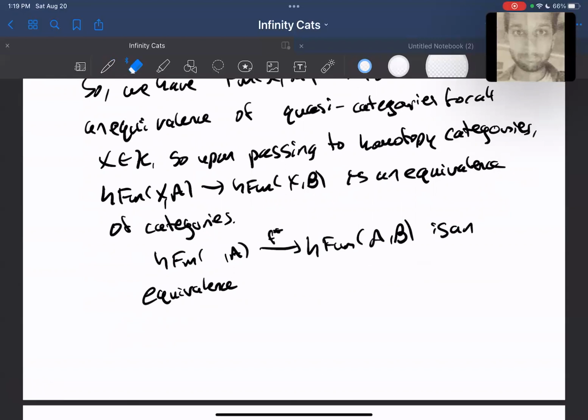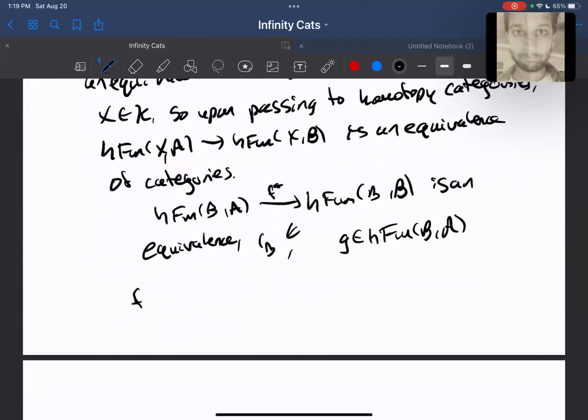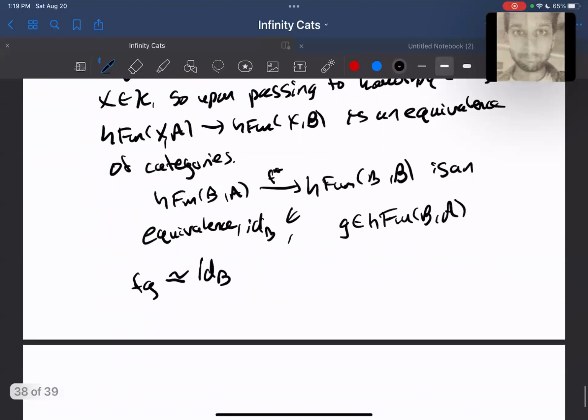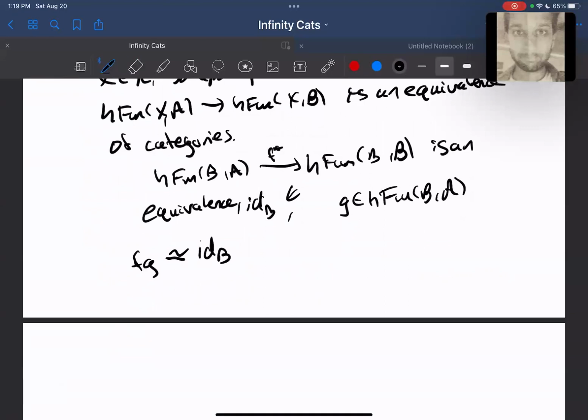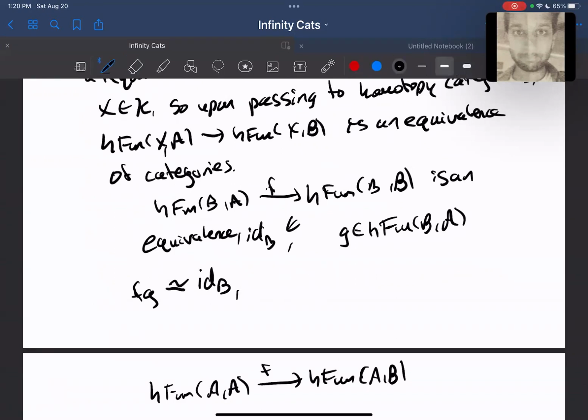Actually, let me do it the other way first. So on B, in particular, we can look at 1B in here, and there's going to be some G as an element of H fun BA, which is going to map under F, FG, to something isomorphic to the identity of B. So this is going to give us one side of it. And then we're going to use H fun AA to H fun AB is an equivalence of categories. Post composition with F should be lower star. I always screw that up.